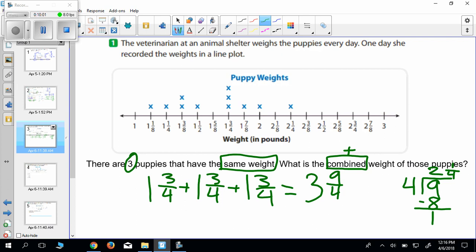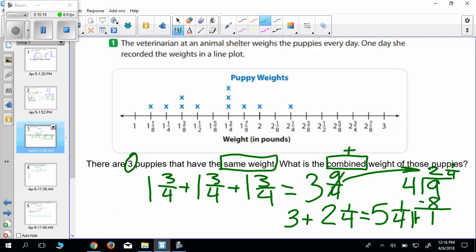So I need to take this out and do 3 plus 2 and 1/4 because that's what this is. Okay, so we're still using it. So that equals 5 and 1/4 pounds. And remember, LBS is pounds.